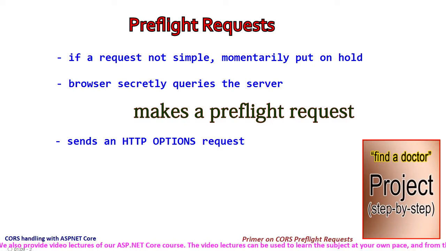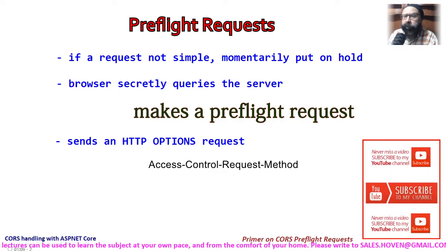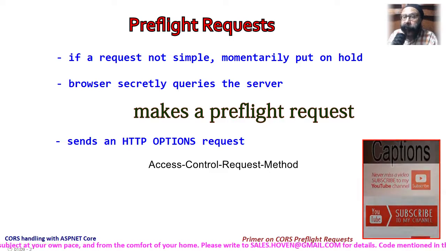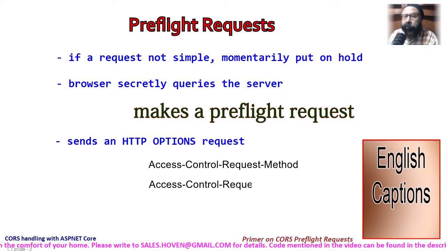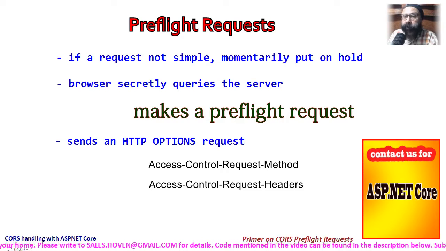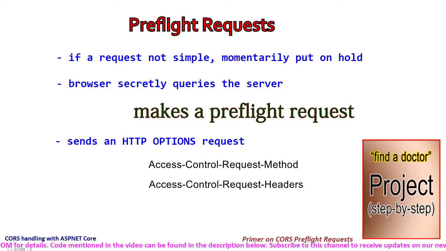The browser sends an HTTP OPTIONS request containing up to 2 headers. It sends an Access-Control-Request-Method header with its value set to the type of request that is about to be made. It can also add an Access-Control-Request-Headers header with its value set equal to the list of headers to be sent.